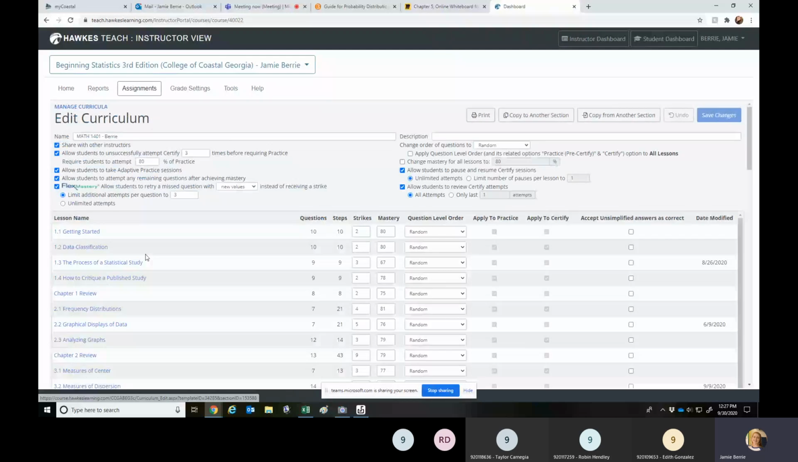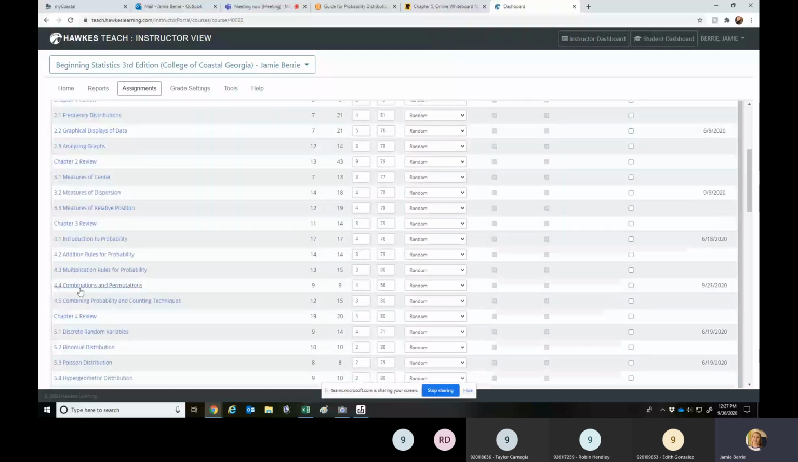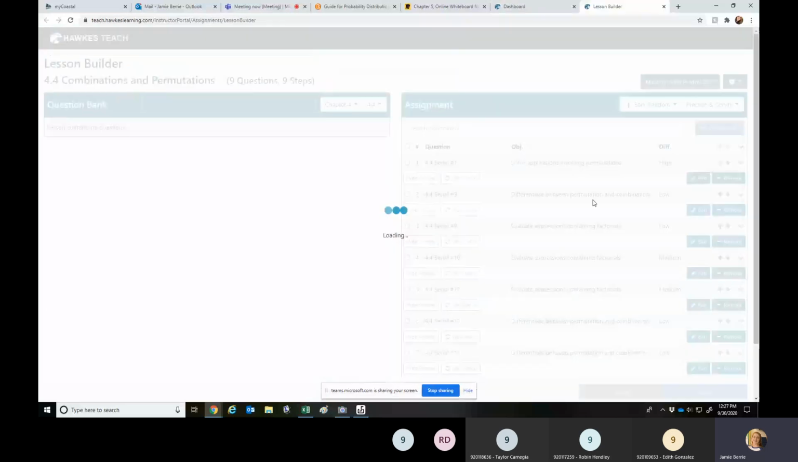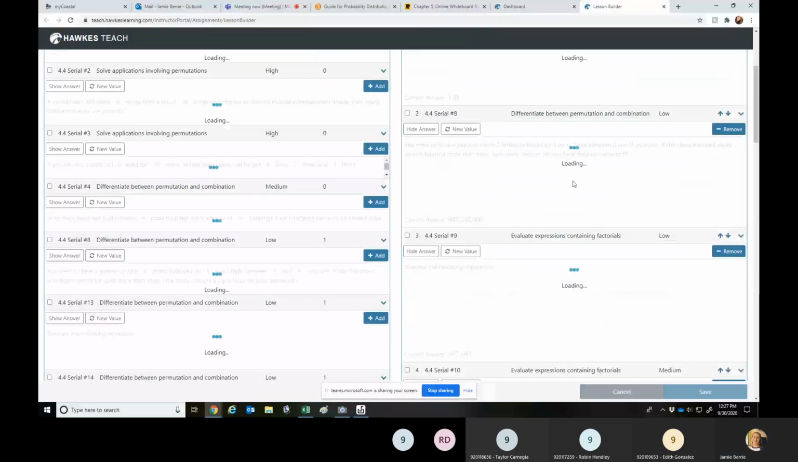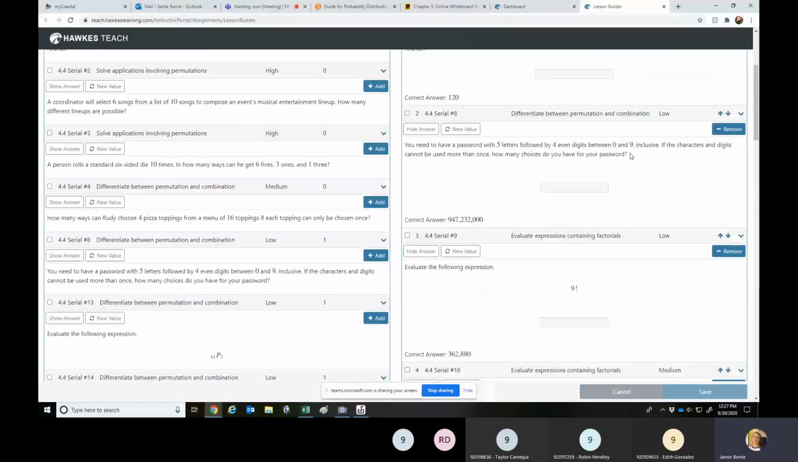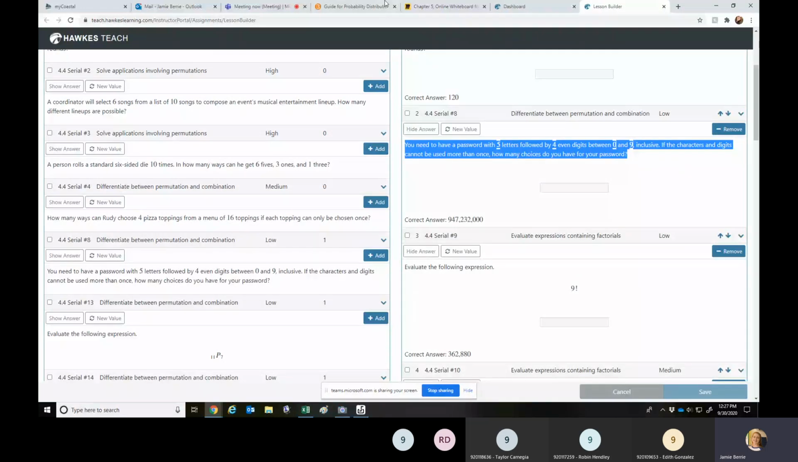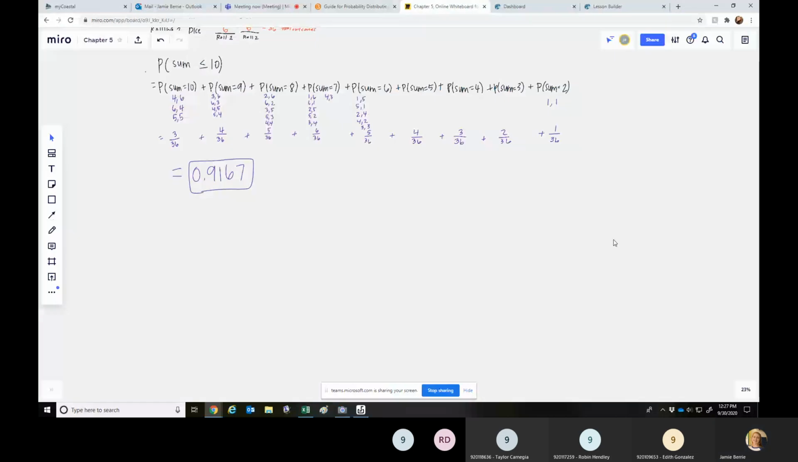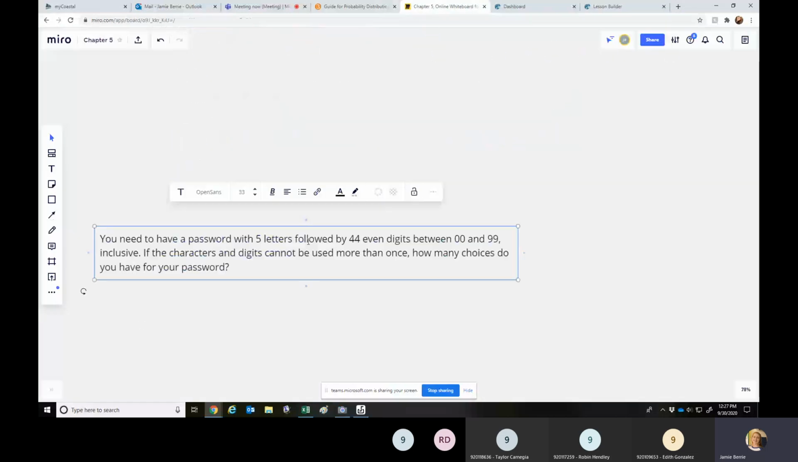I'm going to pull up this is like the teacher's side of Hawks where I add all the questions. Yeah, here it is right here. This one about the password. All right, so I'm just going to copy this over into the whiteboard. So this is from section 4.4. It always puts the numbers twice. I don't know why. All right, there we go.